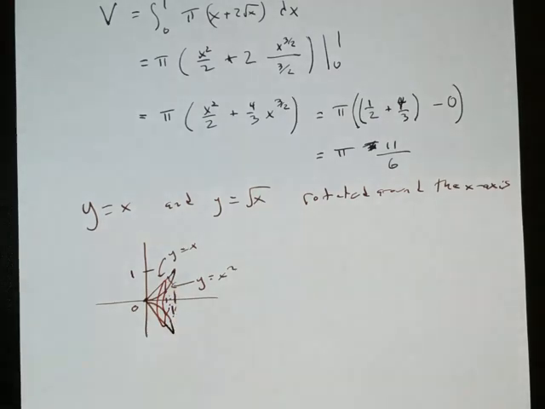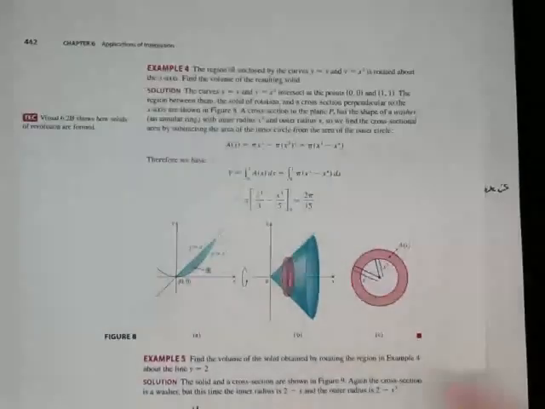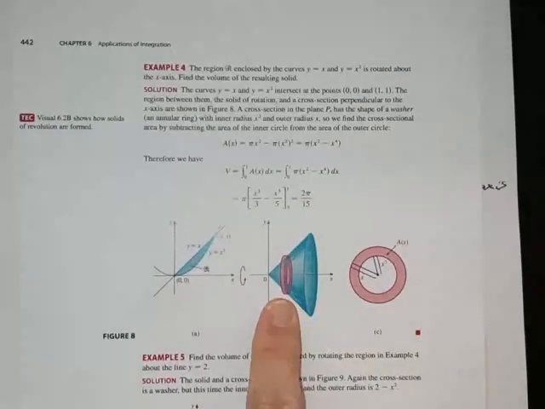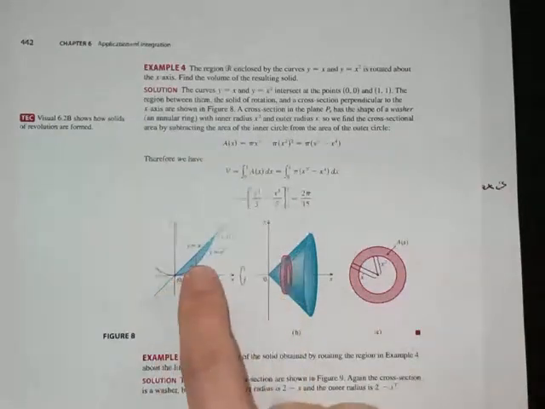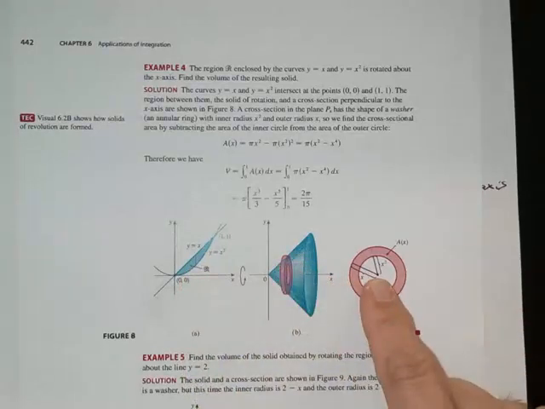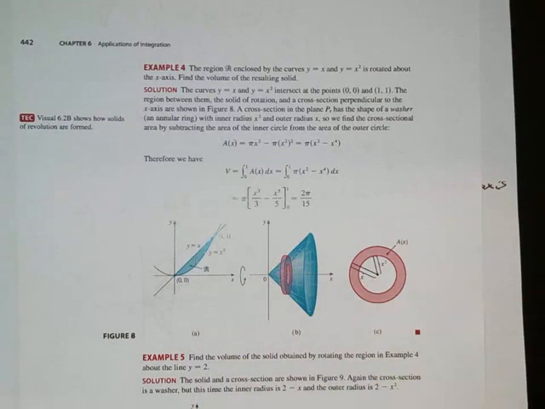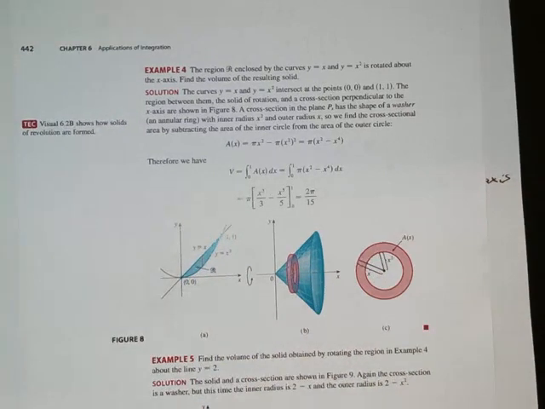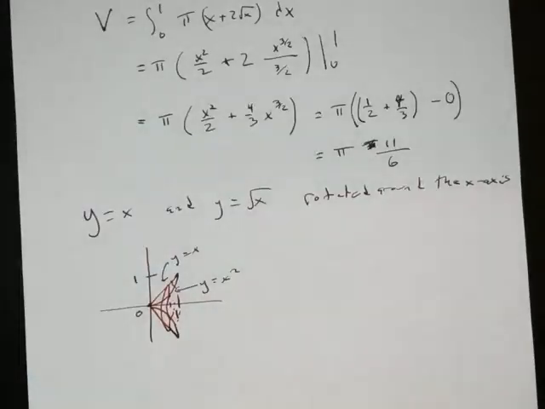That's a washer. It's got an outside ring and an inside ring. Page 442, here's the little slice they took. Here's what happens when I spin it, my inner radius and my outer radius. Wait a minute, inner radius, outer radius.